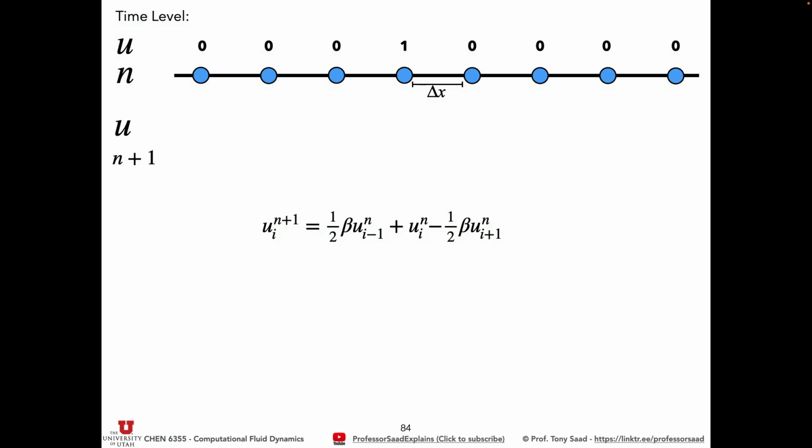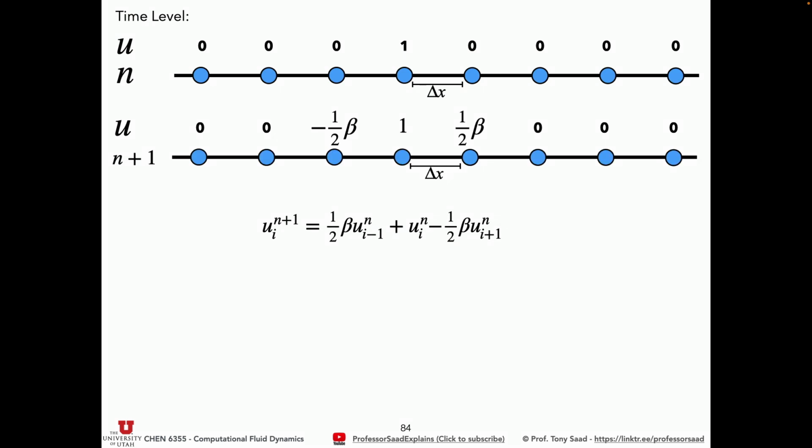All the points are going to be 0 except for these points over here. So if you were to take this point over here and apply this formula, you get half beta ui minus 1 n. Ui minus 1 n has nothing, 0, right? Plus ui n, which is 0, minus half beta ui plus 1, which is 1. So you get minus half beta, and then you get 1, and then you get half beta. Now you add them together, they're conserved, right? It's still 1. The total value of the signal is still 1. But you have a negative half beta and a positive half beta.